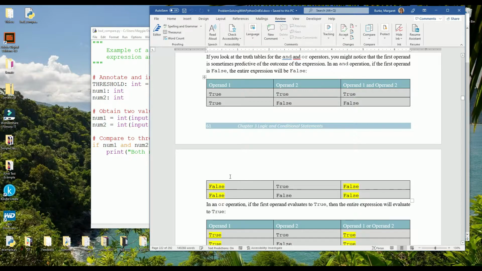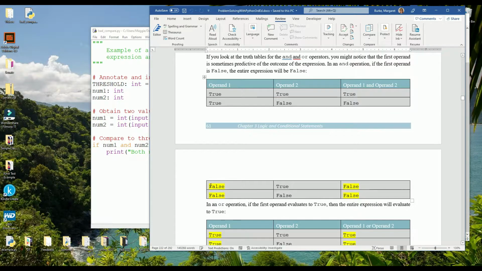It's going to be false, because if either one is false or if both are false, the outcome is false. If the first operand's true, then we've got to look at the second operand. So what does an AND actually evaluate to in Python? Well, if the first operand is false, it evaluates to the first operand. And if the first operand is true, then it evaluates to the second operand.